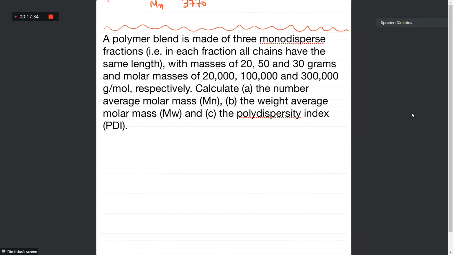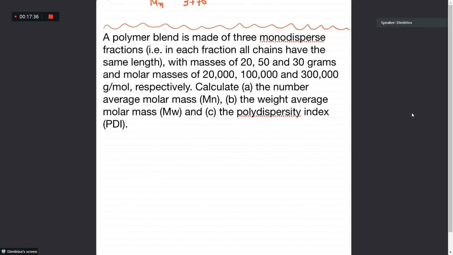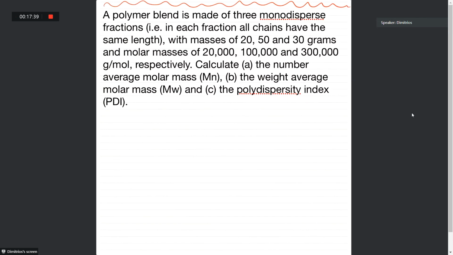One more similar question, just to make sure that we're still on the same page regarding the number average and weight average molar masses. A polymer blend is given over these three monodispersed fractions with masses of 20, 50, and 30 grams, and molar masses of 20,000, 100,000, and 300,000 grams per mole, respectively. Again, we want number average molar mass, weight average molar mass, and polydispersity index. I give you again 10 minutes and we will discuss the question afterwards.